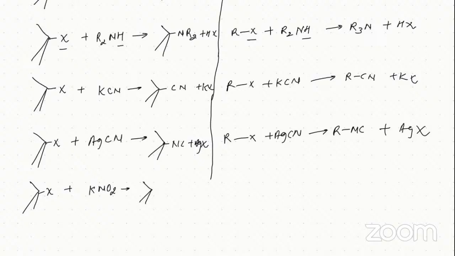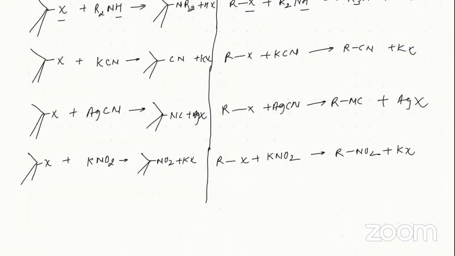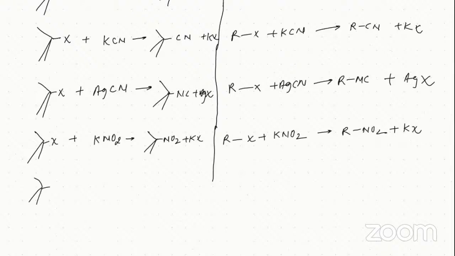Okay, this one KNO2 is there. So what will the product be? This is the NO2 plus KX. So if you are taking RX plus KNO2, it is going to be RNO2 plus KX. If I take AgNO2, suppose this one X plus AgNO2.